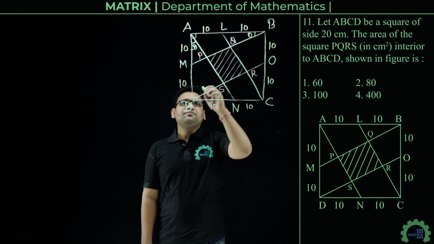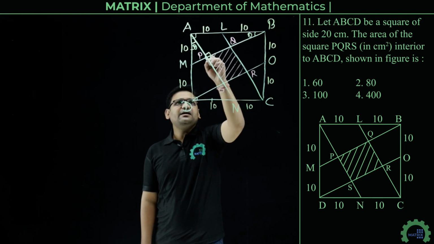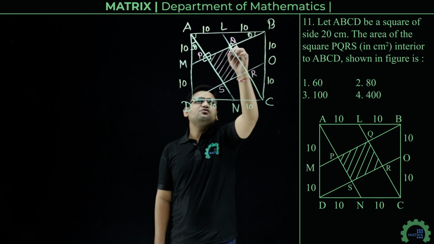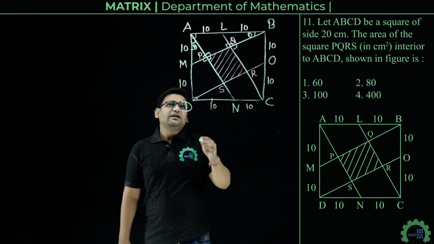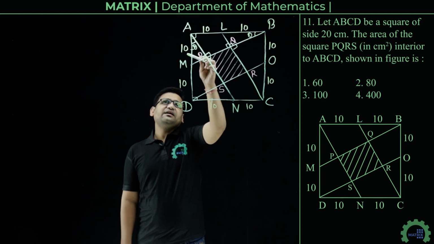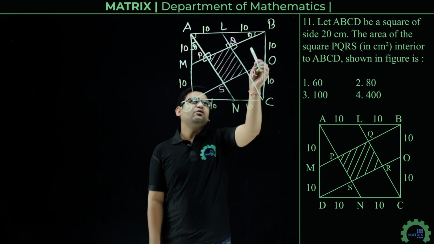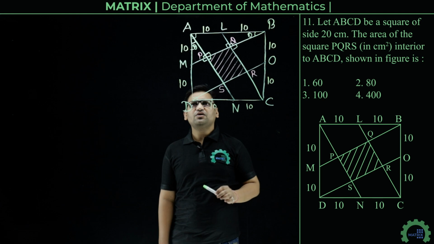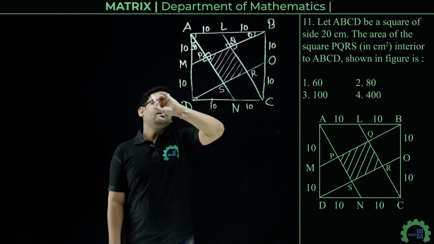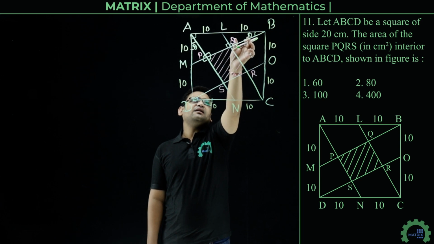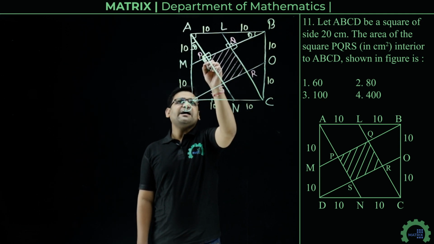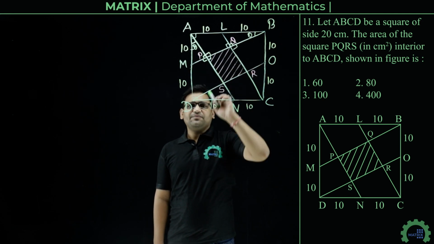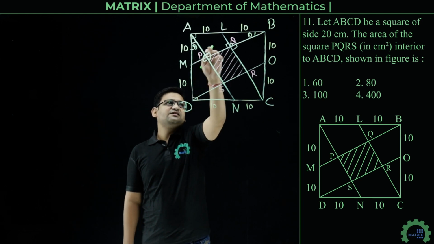Now PQRS is a square, so all these angles are 90 degree, and similarly these angles are also 90 degree. Next we can see that triangle AMP is congruent to triangle BLQ. Why? Because AM equals 10 and in this triangle BL equals 10. Similarly this angle is 90 and in this triangle this angle is 90, and at last this angle is theta and this angle is theta. So by angle side criteria both these triangles are congruent.